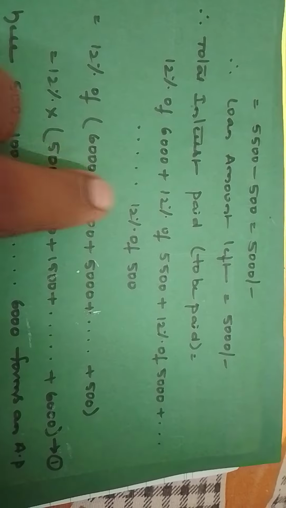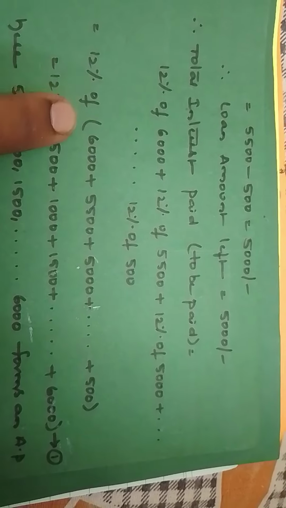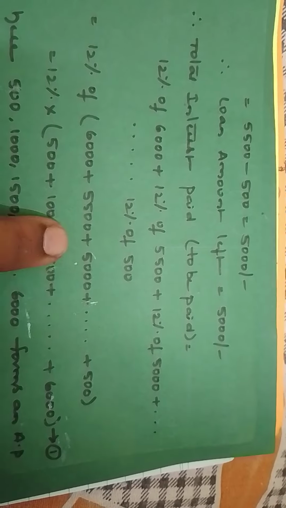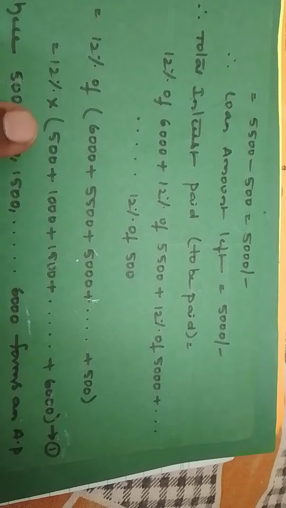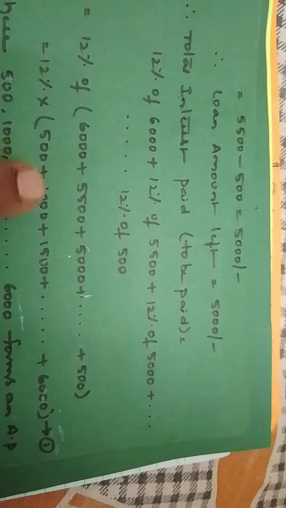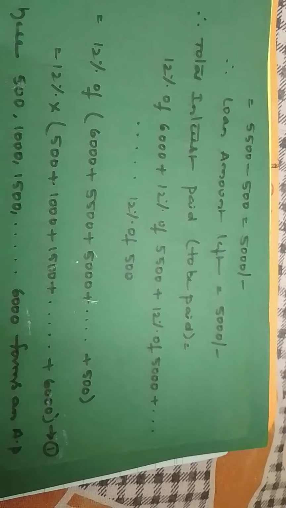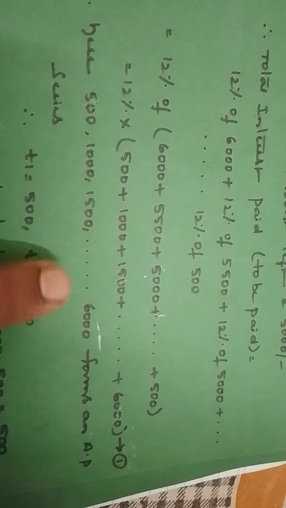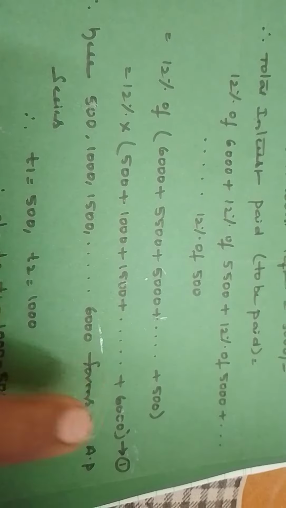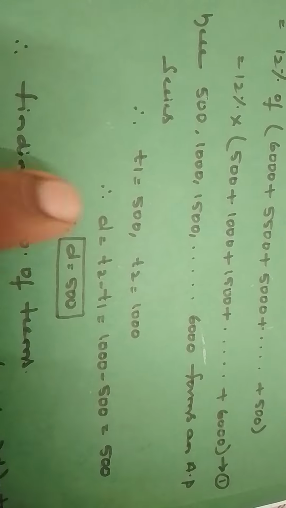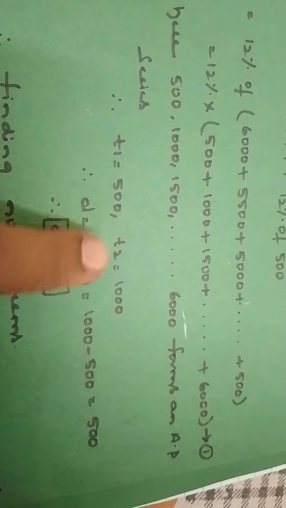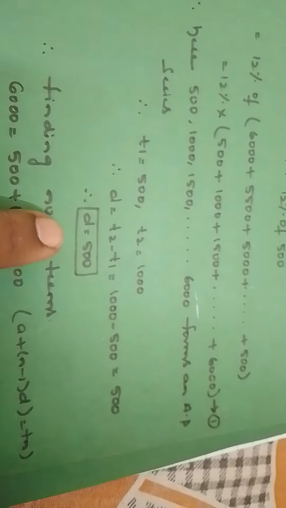Therefore, we can take 12% out as common. So we get 6,000 plus 5,500 plus 5,000 plus so on plus 500. So we get 500 plus 1,000 plus 1,500 plus so on plus 6,000. So this looks like an AP, right? This series looks like an AP. So the common difference is 500. Where I have mentioned here T1, T2, what is the first term, what is the second term, what is the common difference, I have mentioned here. So we need to find the number of terms here.